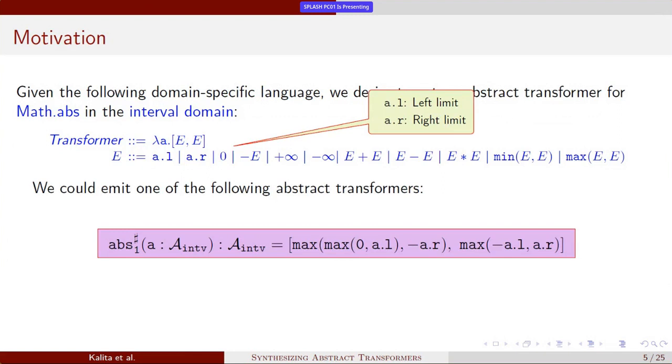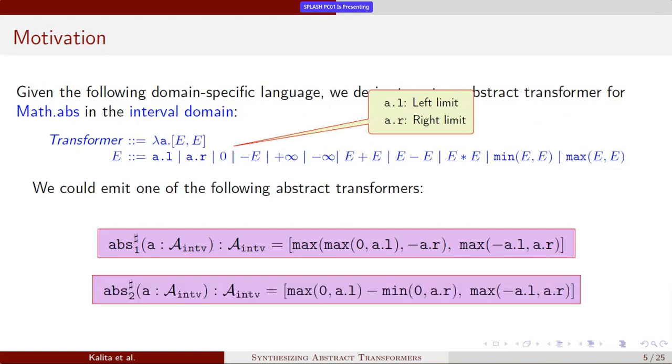I can see the left part, so it consists of a left and a right. The left part contains two maps. So you see, even for the simple operation absolute, it's a little tricky. And we can come up with another transformer, which is a little trickier than the earlier one. If you see, both of them are sound and precise, but they are not comparable.